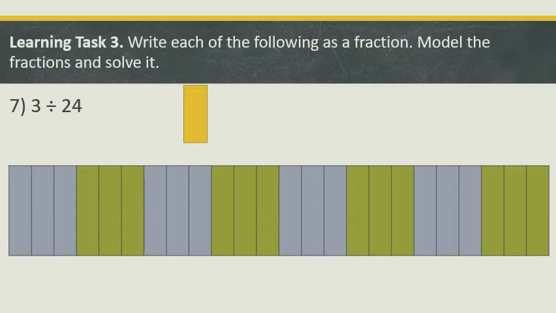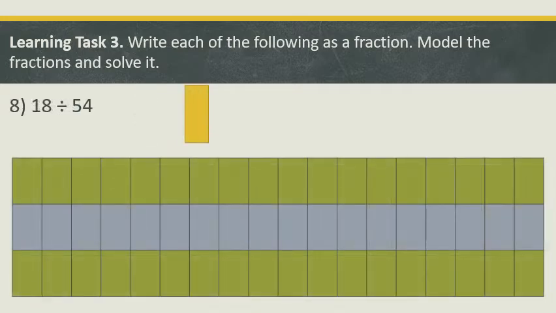And number 7, 3 divided by 24. So, 24 na hati, tapos tig-tatlo. So, ilang hati kaya ito? 1, 2, 3, 4, 5, 6, 7, 8. So, ang isang shade is 1/8. Then, 18 divided by 54. So, ito yung hati. Okay, so yung 18 divided by 54 ay equivalent sa 1/3. So, yung isang shade, sa tatlong hati ito, so 1/3.